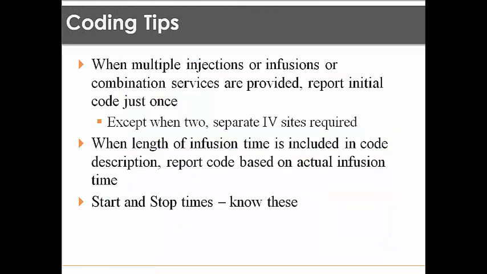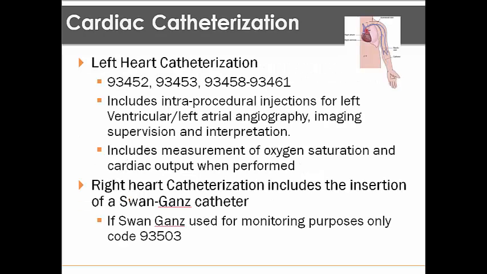Now, a couple of coding tips. When multiple injections or infusions or combination services are provided, the coder will report that initial code just once, except when two separate IV sites are required. You're going to have more than just one code. Now, when the length of the infusion time is included in the code description, report the code based on the actual infusion time. So those start and stop times, know these. They're important to know when those stop and start times are, and it should be documented in the medical record.